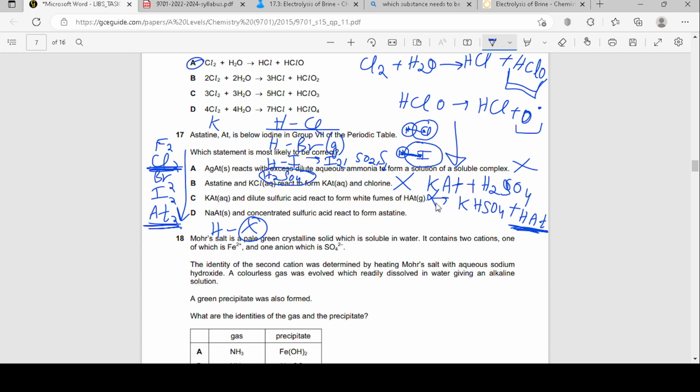Then they're saying that NaAt and concentrated sulfuric acid react to form astatine, just like how this happened, right? So if you have NaAt plus H2SO4, and I just saw right now that they mentioned dilute and concentrated. But anyway, if we have NaAt plus H2SO4, that will give you NaHSO4, or you could say Na2SO4 as well and balance it, plus HAt, right? So then you have HAt, and this will actually decompose further. One of the products of the decomposition, like oxidation of HAt, because the H2SO4 is an oxidizing agent, you will get At2 as well. That's right. And NaAt and concentrated sulfuric acid react to form astatine. That's right.